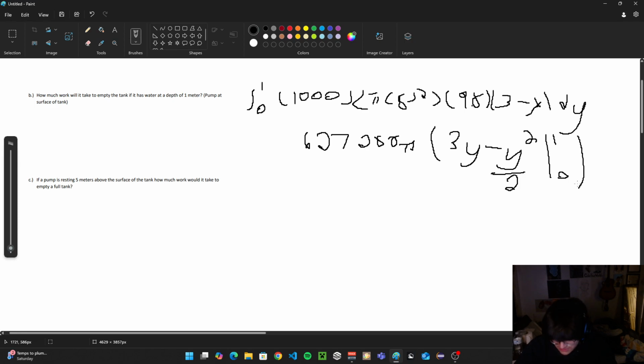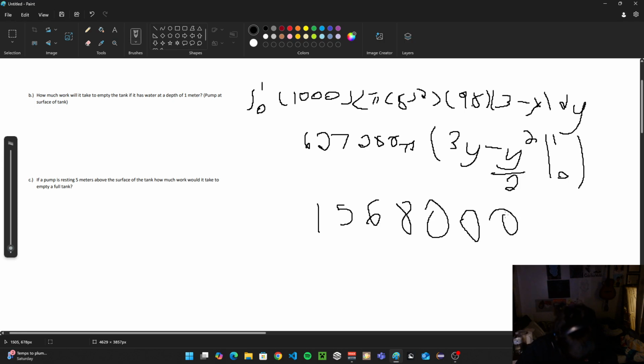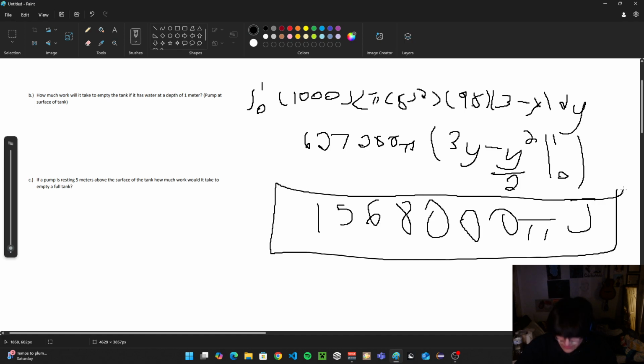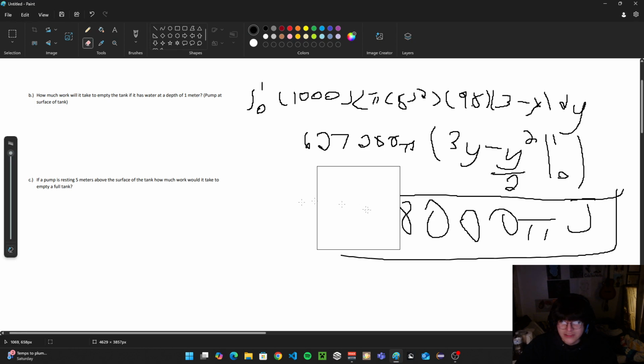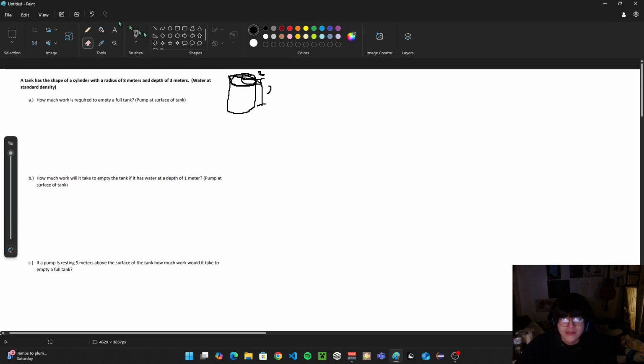When you multiply it by the number on the outside, you end up getting 1,568,000 pi. We can't forget that pi, and we can't forget it's in joules. If we multiply it by pi, we would get 4,926,017.281 joules. Can't forget joules, since we're calculating the work.